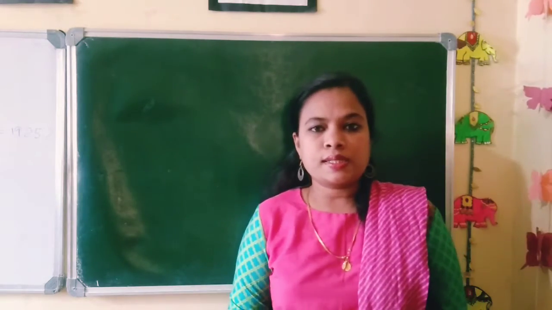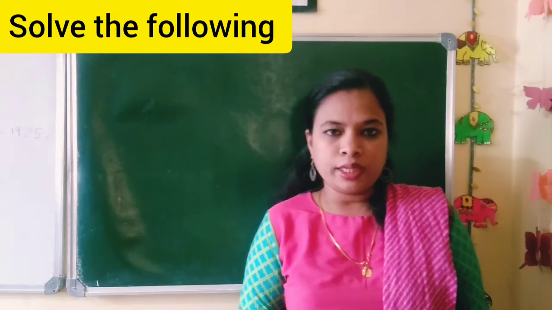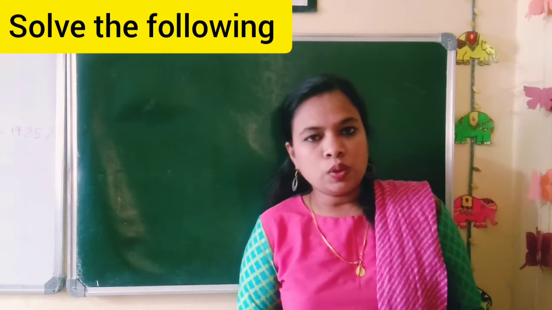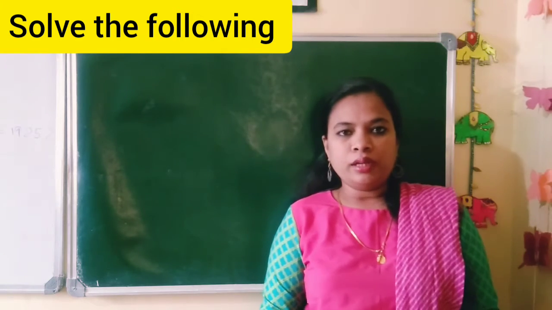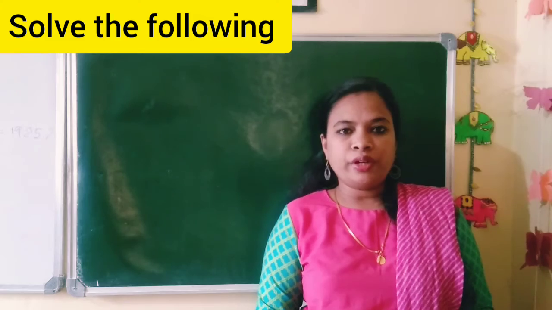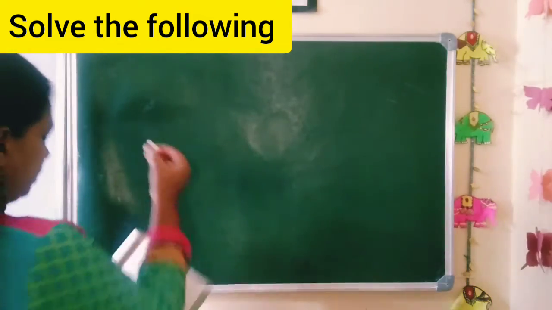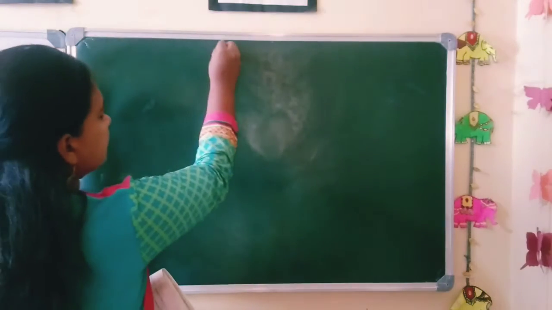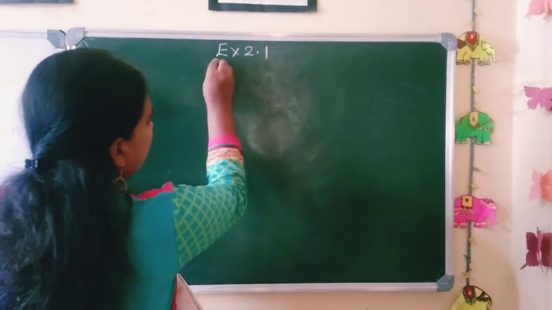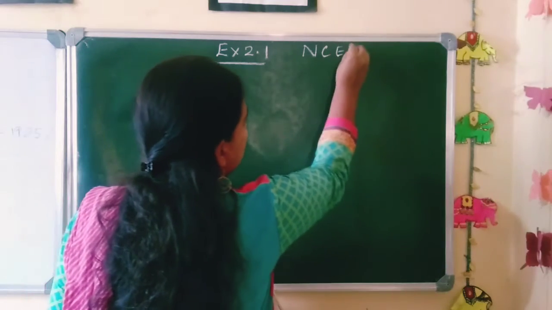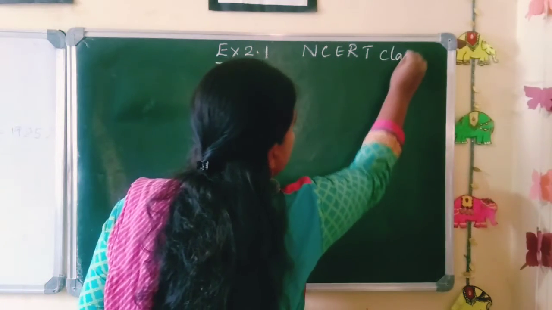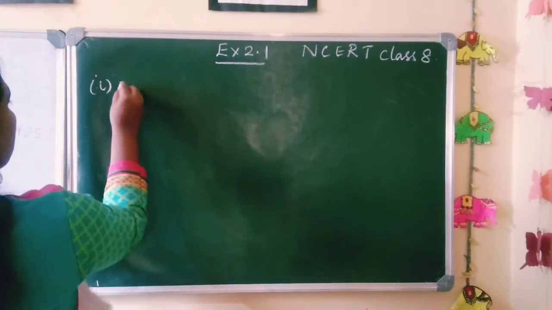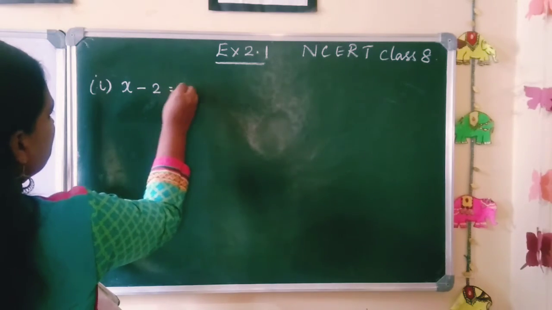So now the first exercise here is: solve the following equations. There are 12 questions here. So I will solve them one by one, so please make use of it. Okay, so now the first question here is x minus 2 is equal to 7. This is exercise 2.1 from the NCERT textbook, class 8. So here the first question is x minus 2 is equal to 7.